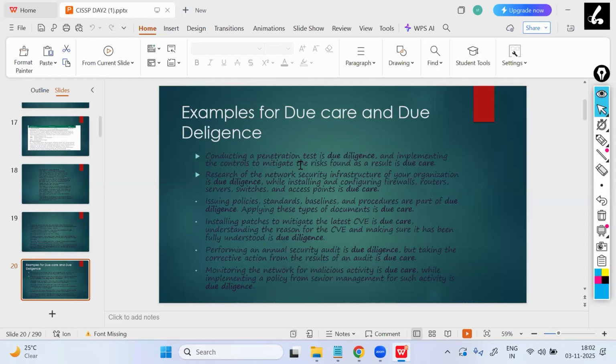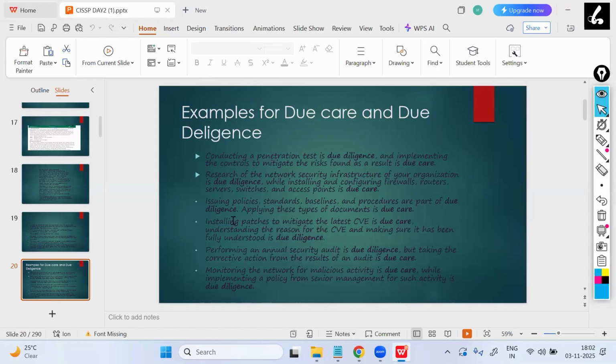You want to fill the gaps, the findings that you found. You want to fill those gaps. Now you have to take certain steps, technical steps or whatever. That is due care. Conducting your analysis of the penetration testing was the due diligence.